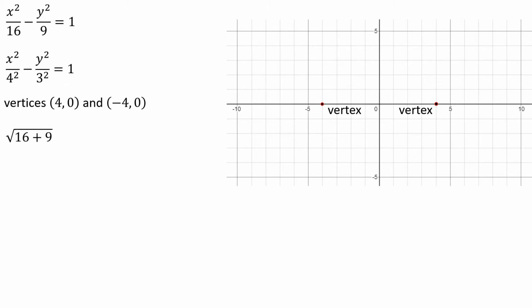Now again, to figure out the value of c for the focus, instead of subtraction, I'm doing addition. So I'll do 16 plus 9 inside that square root symbol. I end up with a value of 5 when I take the square root. And notice that the foci are further away from the origin than the vertices. The vertex might have only been 4 units away from (0, 0), but the focus is 5 units away from (0, 0).